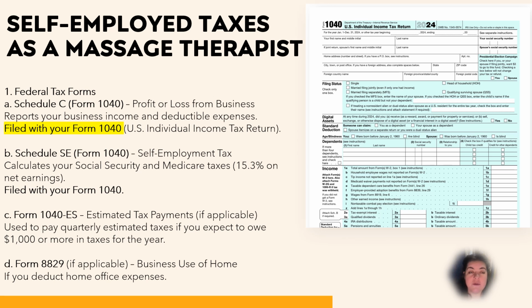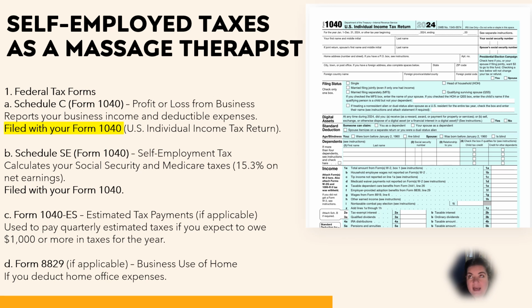Now, the 1040 you might already be familiar with as an employee. This is your individual income tax return. This is where your name, your demographic information goes. If you're single, if you're married, filing joint or separate, head of household, qualifying surviving spouse, those types of things. Do you have any dependents? This is also where you're going to decide if you're taking the standard deduction or not.